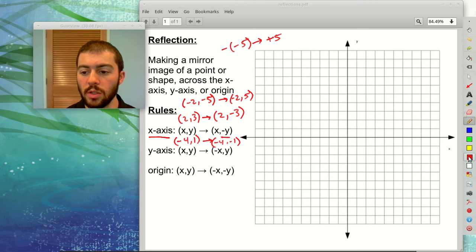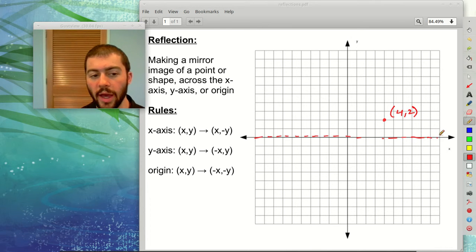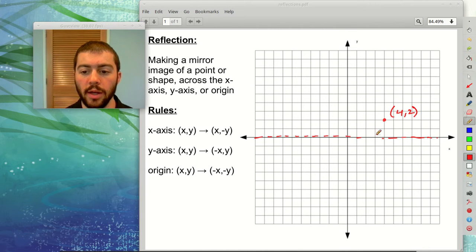All right, so we can use this rule to do an actual reflection. Let's say that we have a point (4, 2). If we want to reflect it across the x-axis, meaning we're using the x-axis as our reflection line, we would take the point (4, 2) and apply our rule. That would make the point (4, -2). Then we could plot this new point (4, -2). It would be down here. We can see that this point is just a reflection of the original point, right?